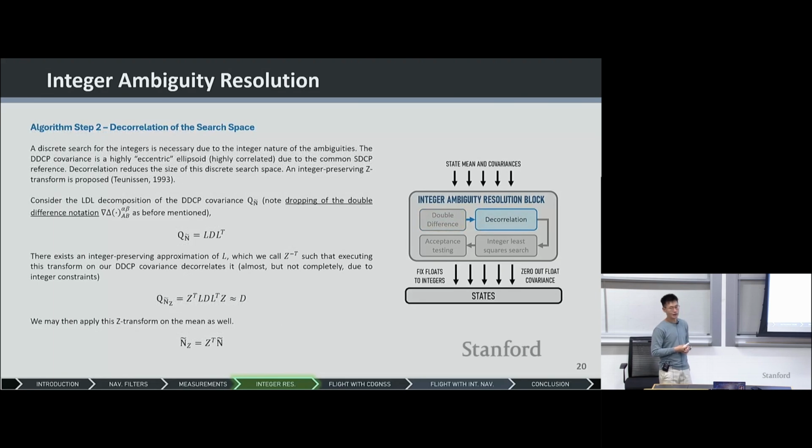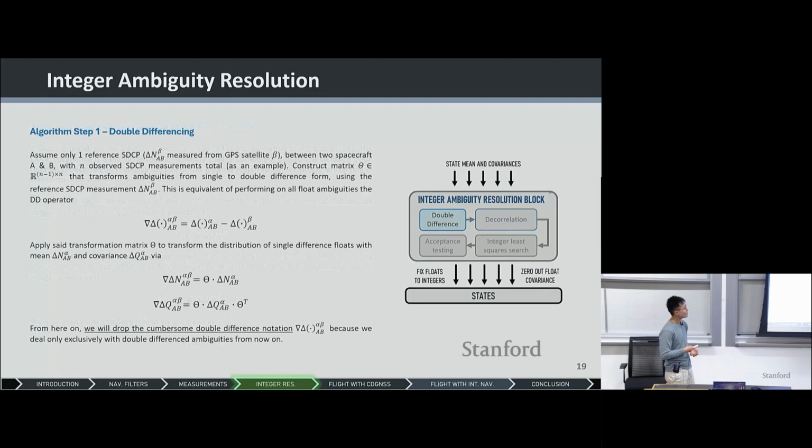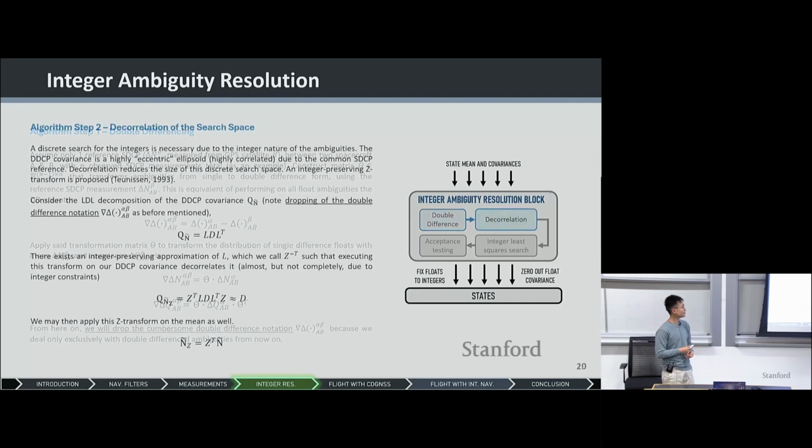So this is the core of how IAR actually works. This is the decorrelation step. The idea is that because all of my double difference measurements are basically made by taking single difference measurements minus a reference single difference measurement, they're all correlated to some extent because it's subtracting from a common measurement. And the reason why we want to decorrelate them is because the covariance gives us a measure of the confidence space of what these integers are.